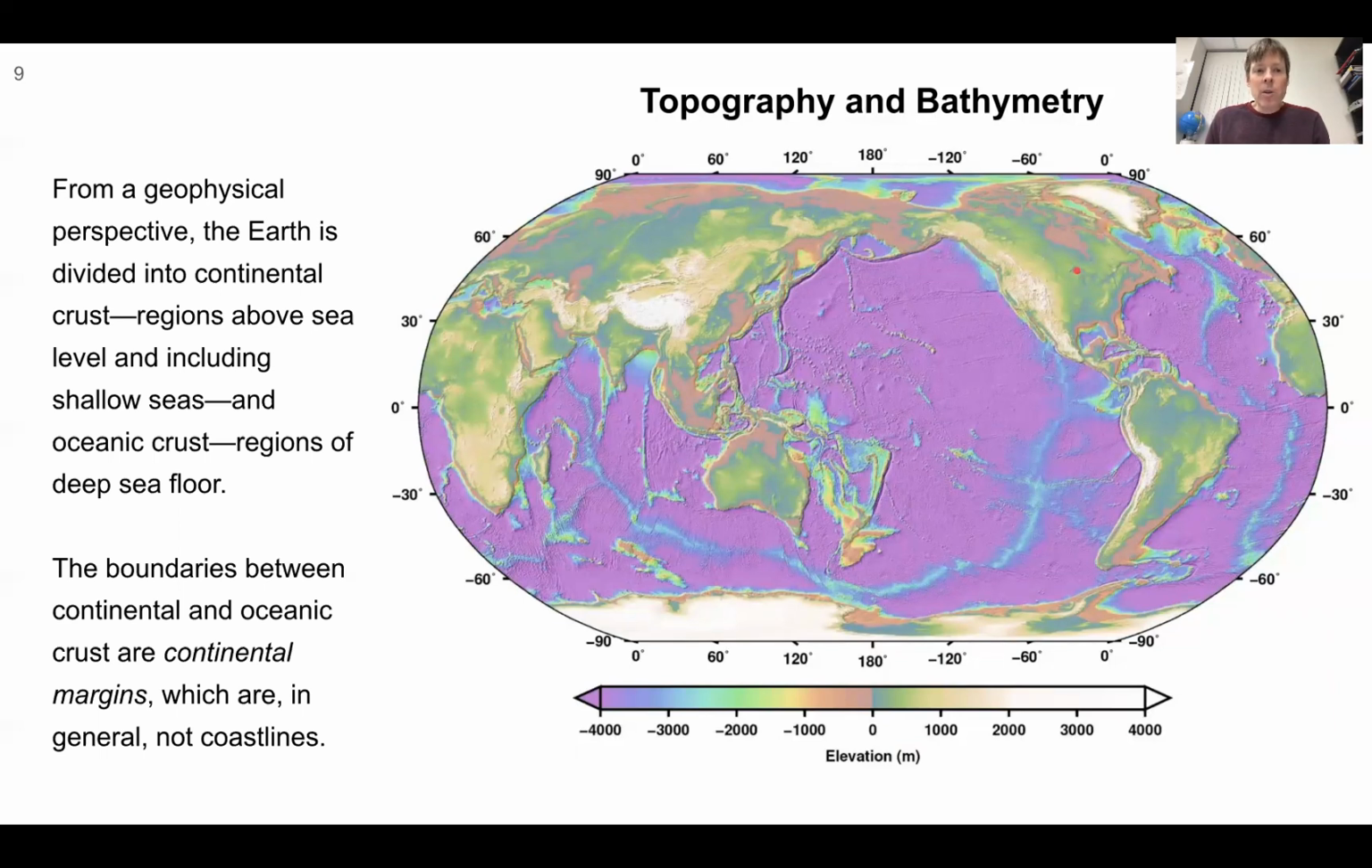And so these continental crusts shown here, the boundaries between continental and oceanic crust, which are the regions of the deep sea floor, are known as continental margins. So defining the margin of the continent is, you can kind of see right here as I'm drawing, it's basically the red portions are helping define that margin. And these margins are not in general coastlines.